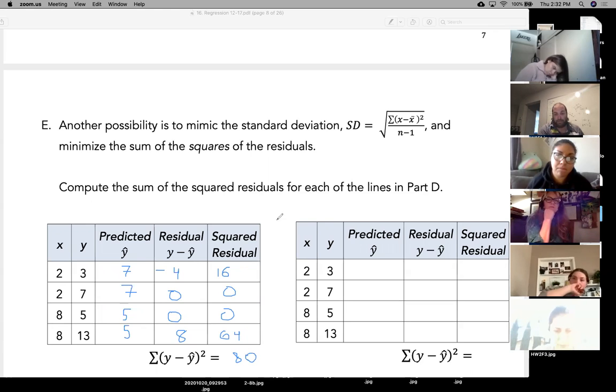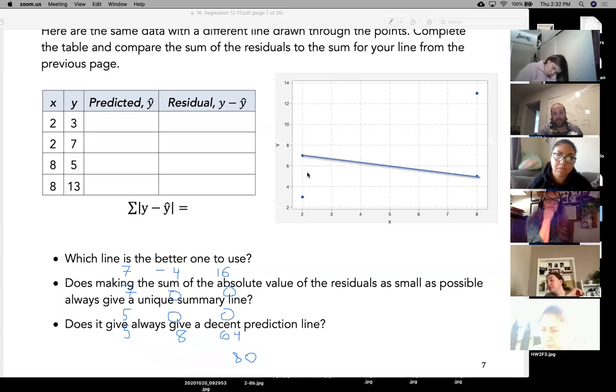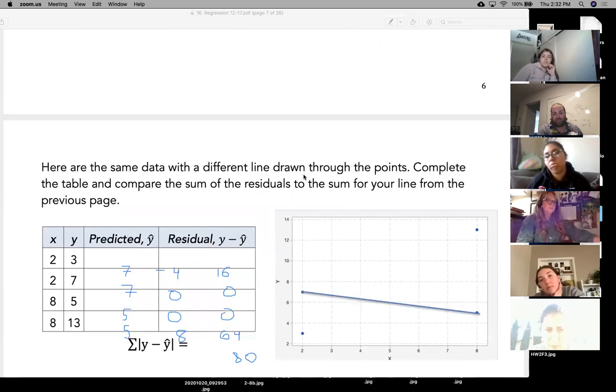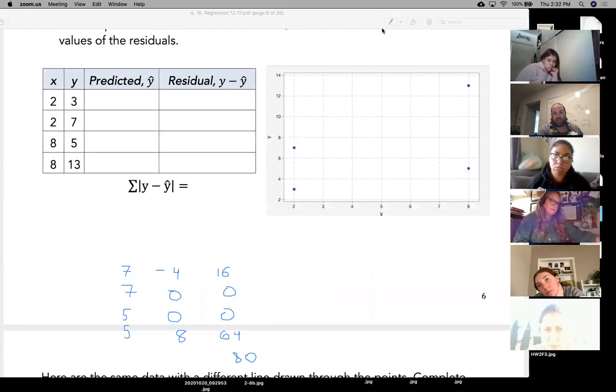Okay, this gives me 80. But let's go back and consider the other line that I had, which went up this way. The one that I did, I erased it, of course. But the one that I did looked like that.